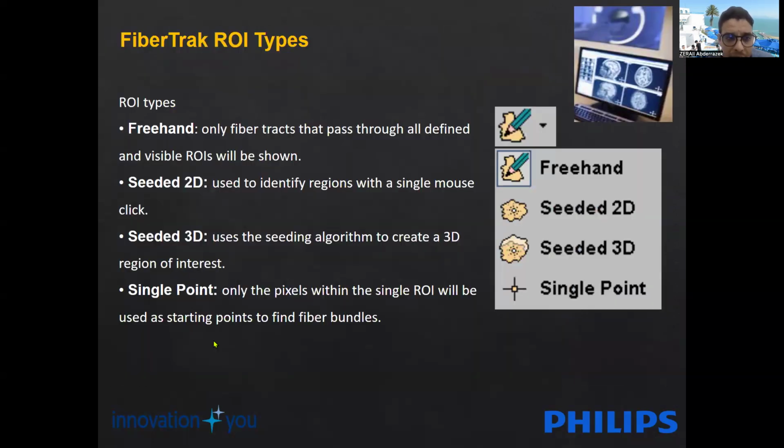There are different fiber track ROIs that you can use. For example, freehand, where only fiber tracks that pass through all the defined and visible ROIs you can draw on your image are kept. There is the seeded 2D image, which is used to identify with a single mouse click. The 3D one also sets the algorithm to create a 3D region of interest. And there is the single point, which is only the pixel within the single ROI, used as a starting point to find more fibers.